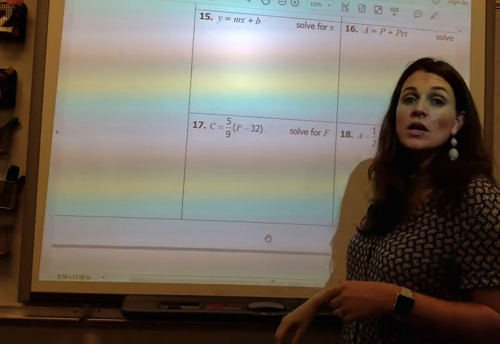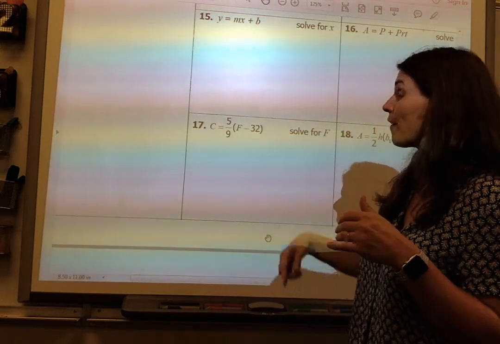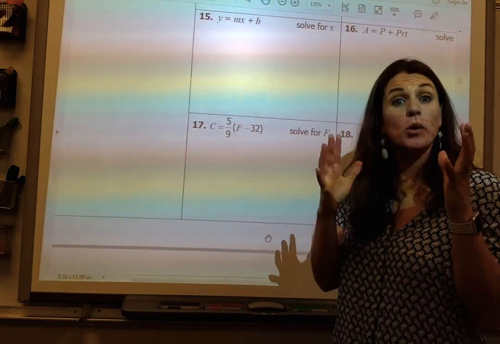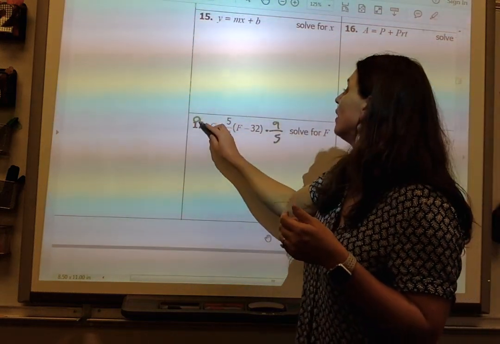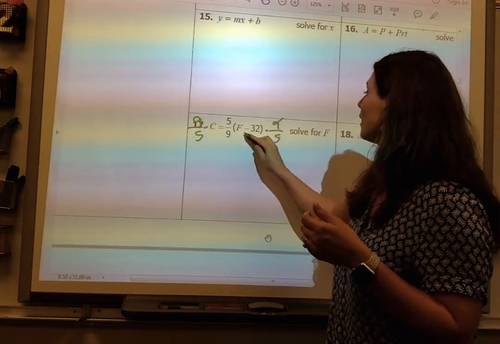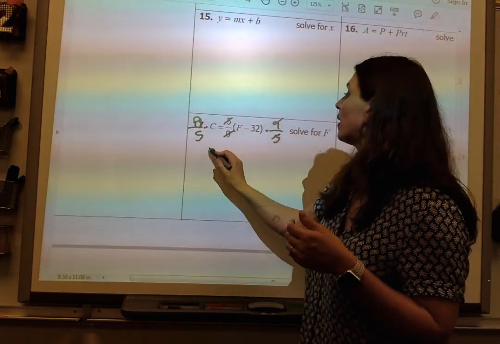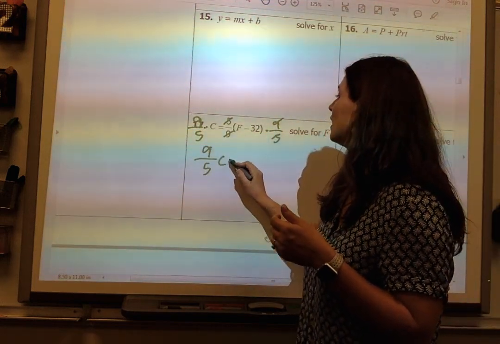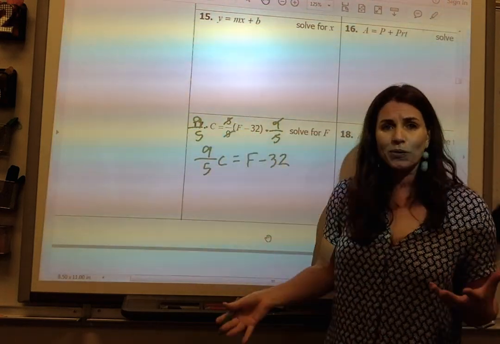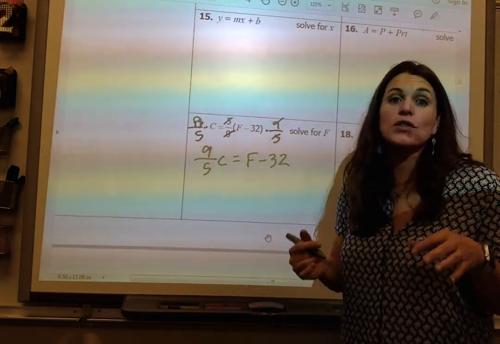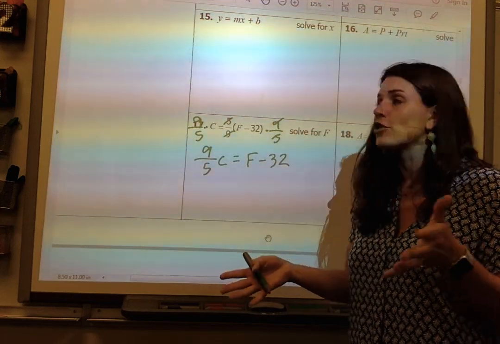Number 17. So I've got to get rid of that 5/9. How do I get rid of 5/9? Multiplicative inverse. Multiply both sides by 9 over 5. My 9's cancel out, my 5's cancel out, and I'm left with 9/5 c equals f minus 32. I didn't distribute that 5/9. That's just more work.